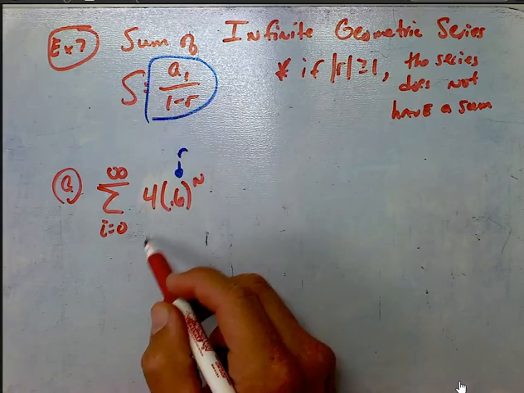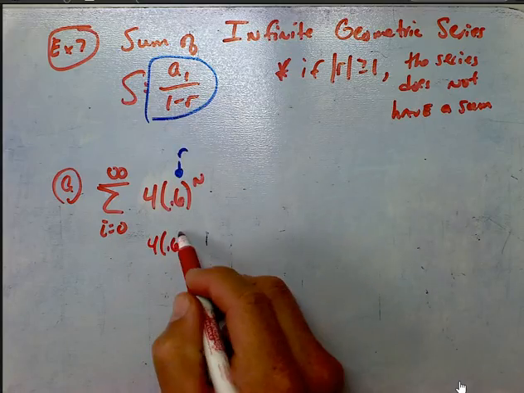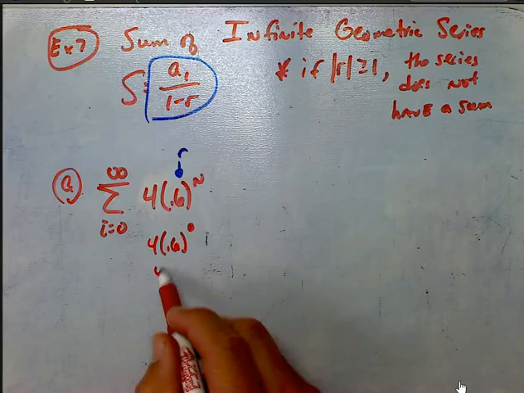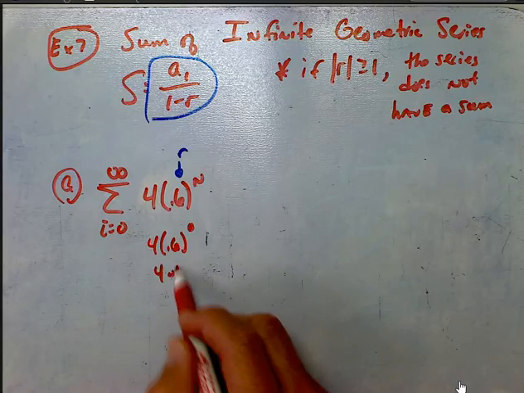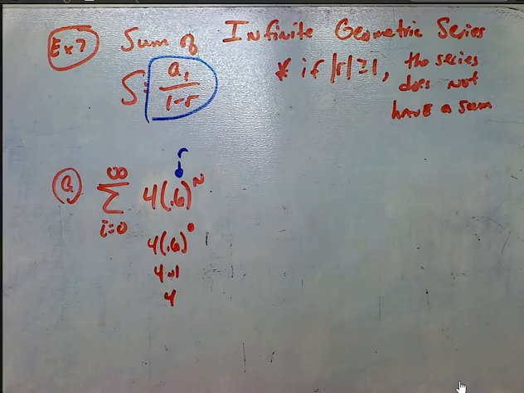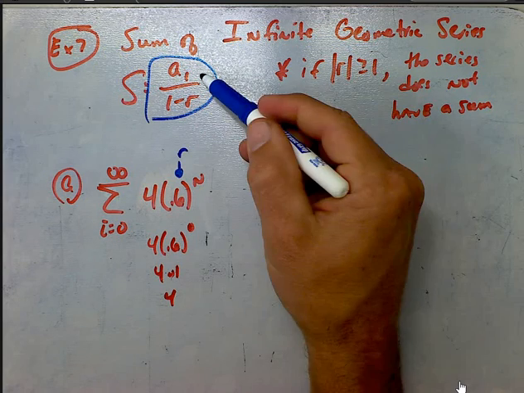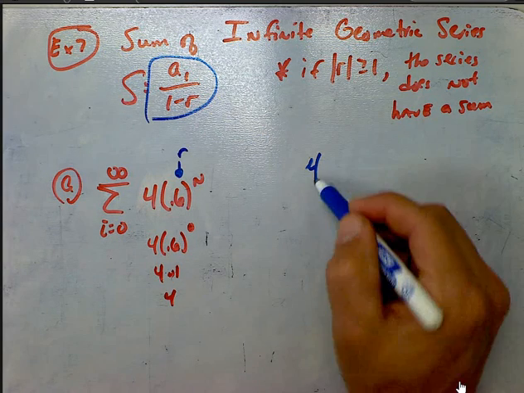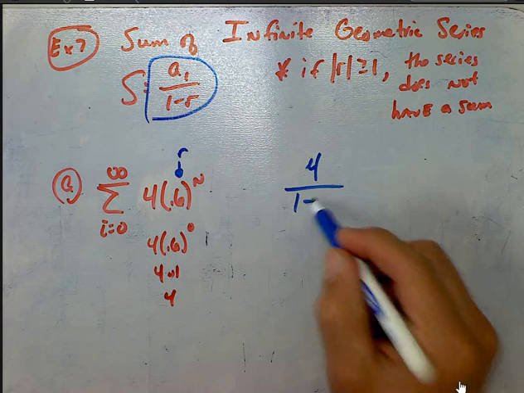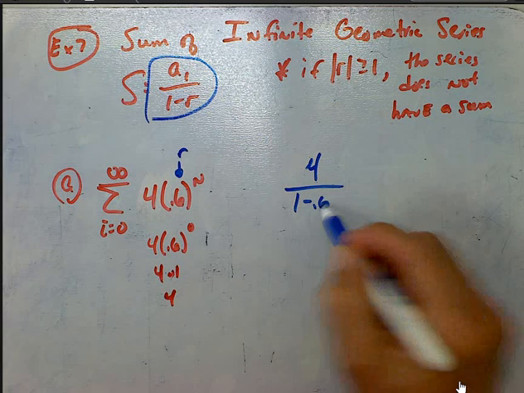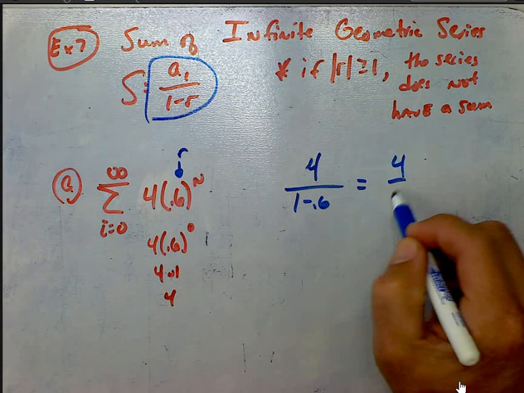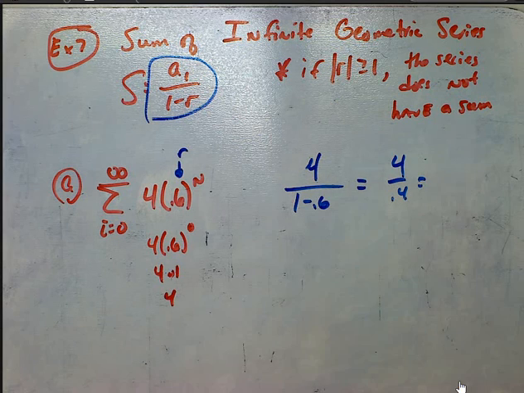So 4 times 0.6 to the 0 power. 0.6 to the 0 is 1. 4 times 1 is 4. So in this problem, the sum is 4 divided by 1 minus r, which is 0.6. So 4 divided by 0.4, and 4 divided by 0.4 is 10.